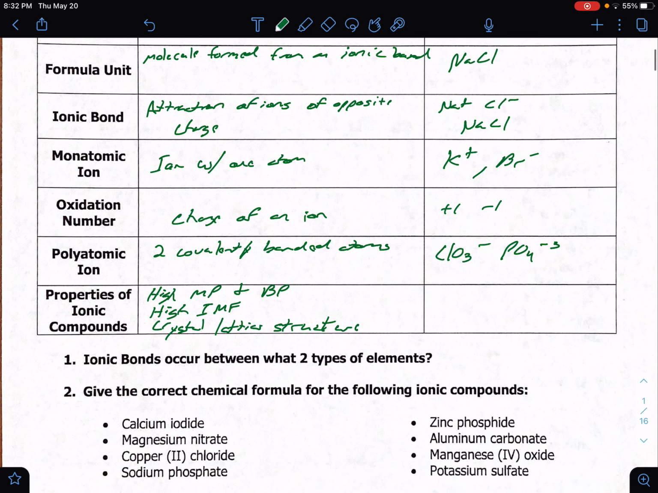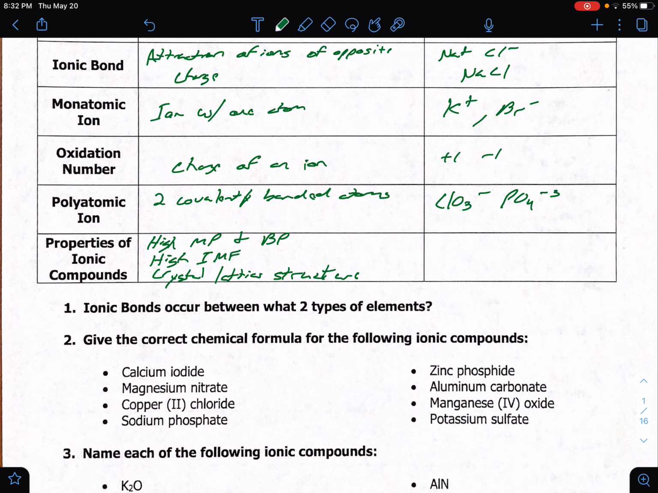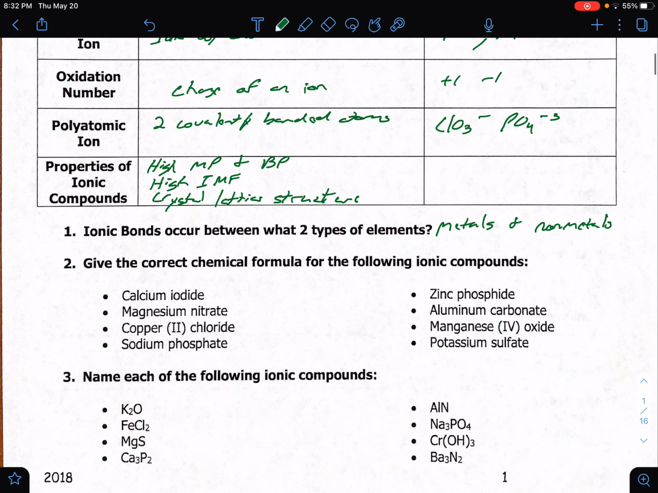Moving on to number 1. Ionic bonds occur between what two types of elements? This is going to be metals and nonmetals, so left side and right side.